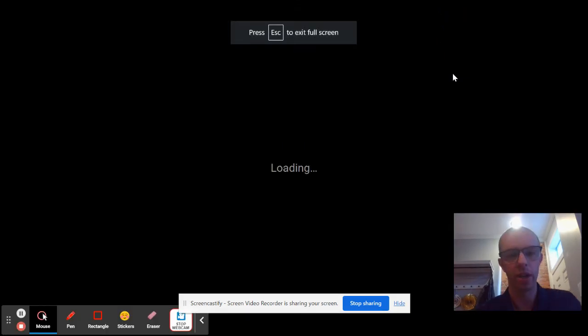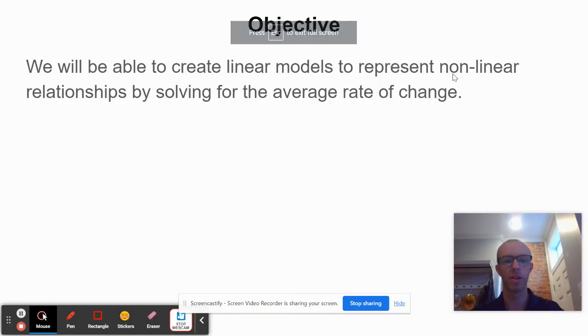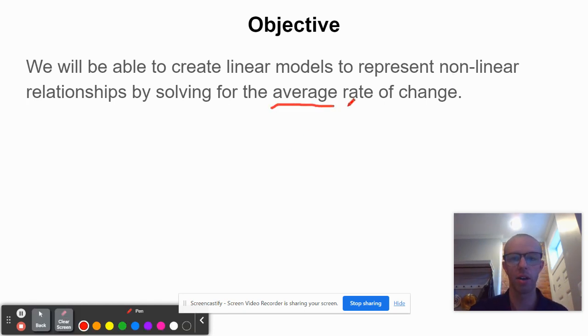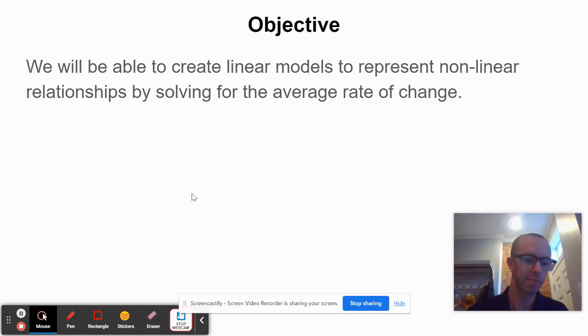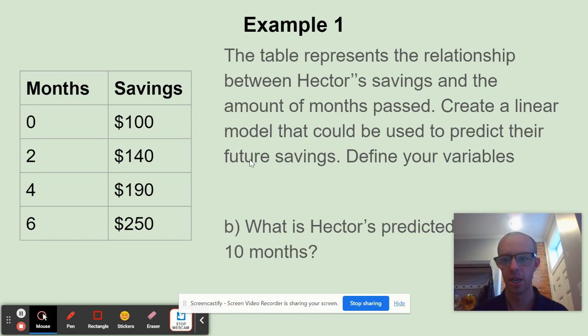All right, y'all, welcome to this video where our objective is that we will be able to create linear models to represent nonlinear relationships by solving for the average rate of change. Usually with linear relationships, we're talking about a constant rate of change. This is going to be a little bit different, but let's just hop into it.